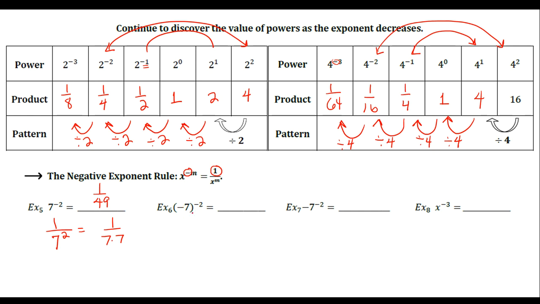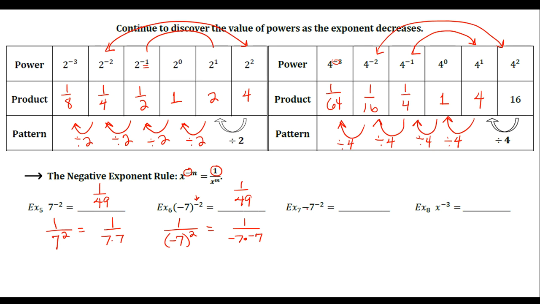Example 6, the base is a -7. The negative is included. So we're going to get rid of my negative exponent. We're going to take -7 and move it to the bottom in our denominator, and then our exponent becomes positive. So we have -7 times -7 in our denominator. So we have 1/49.